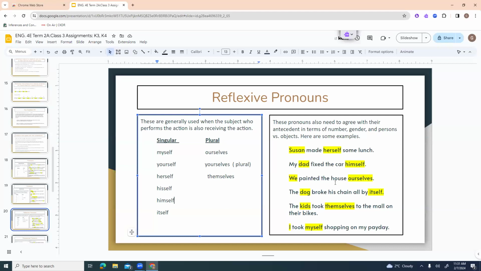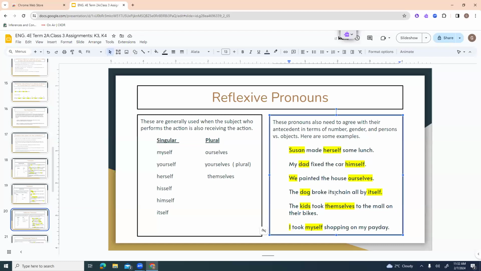We painted the house ourselves. The dog broke his chain all by itself. Now here, because I've used it, I should fix this. I shouldn't leave it as his because that's confusing. I could say the dog broke its chain. Or if I felt strongly that I wanted to refer to him, I could say the dog broke his chain all by himself. Again, either way is right as long as I'm consistent.